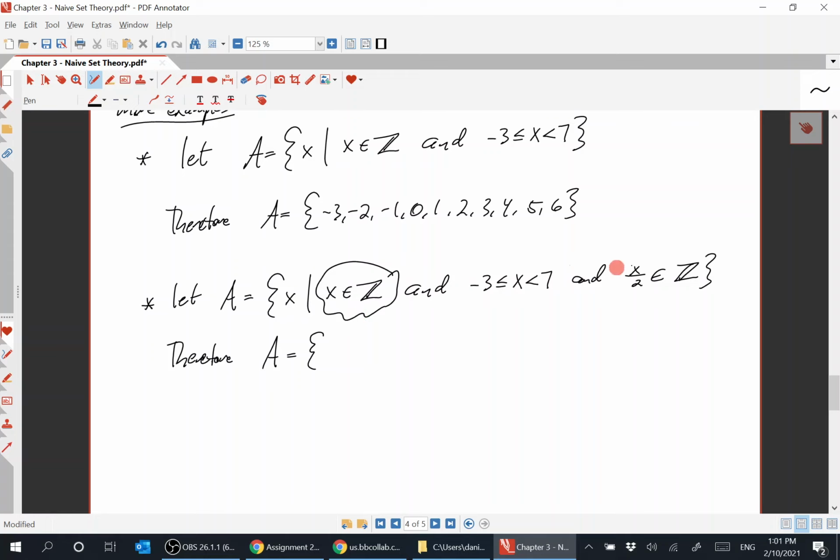So x is an integer and x over 2 is an integer. So what's that mean about x? When is x over 2 an integer? When it's even, right. So only even integers between here and here. So this is -2, 0, 2, 4, 6. Right?